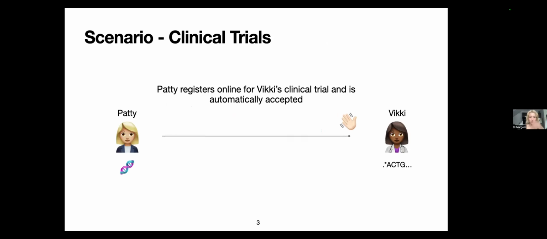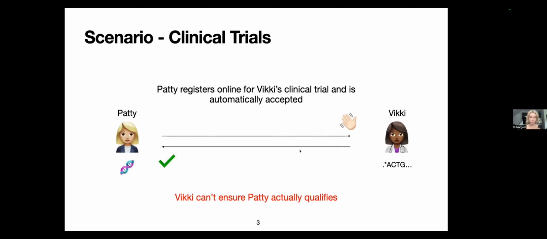So let's think about a clinical trial setting. Vicky is running a clinical trial, and she's looking for participants to her trial with a very specific genetic mutation. She can actually represent that mutation with a regular expression. And let's say that Patty has the correct genetic mutation and would like to participate in the trial. One approach to this is Patty registers online, and as long as there's space, is automatically accepted and enrolled in the trial. Of course, with this approach, though, Vicky can't confirm that Patty actually meets any specific set of participation criteria. And this isn't what happens in the real world.